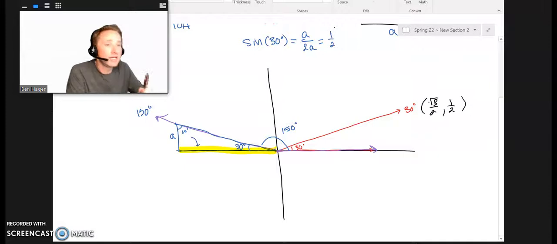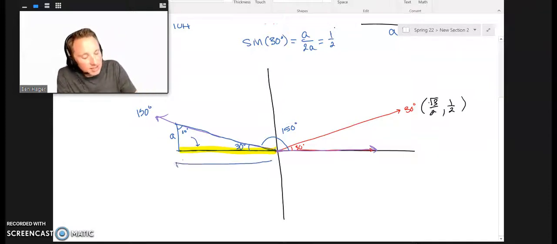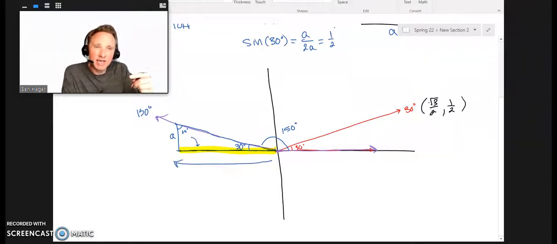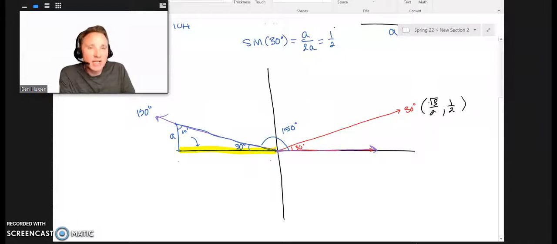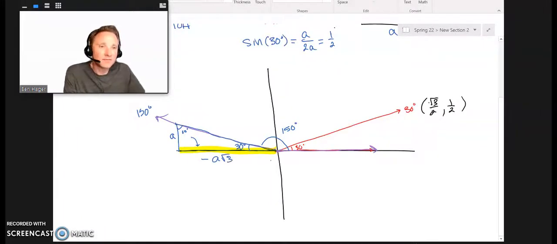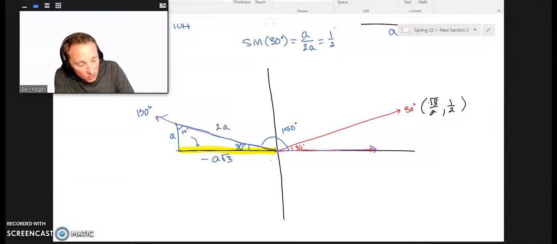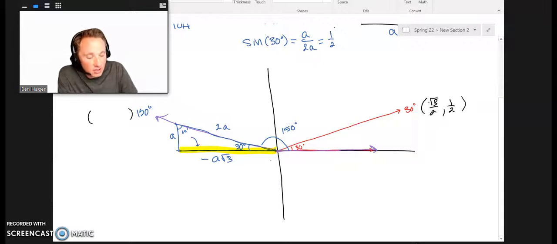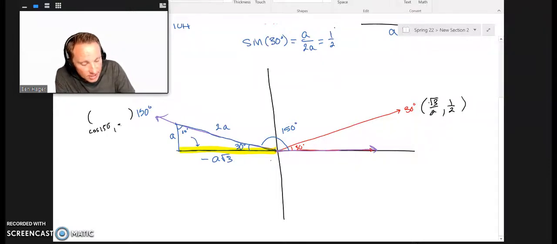Now, careful. If I'm traveling this distance, I'm going left. Shouldn't that be a negative distance? So it is a distance of a radical 3, but it should be negative since I'm going to the left. Now, the hypotenuse is always positive. It's 2a. Let's find cosine and sine of these values. Remember, I'm going to write my ordered pairs. I'm going to write the cosine of that angle of 150 and then sine of that angle of 150.